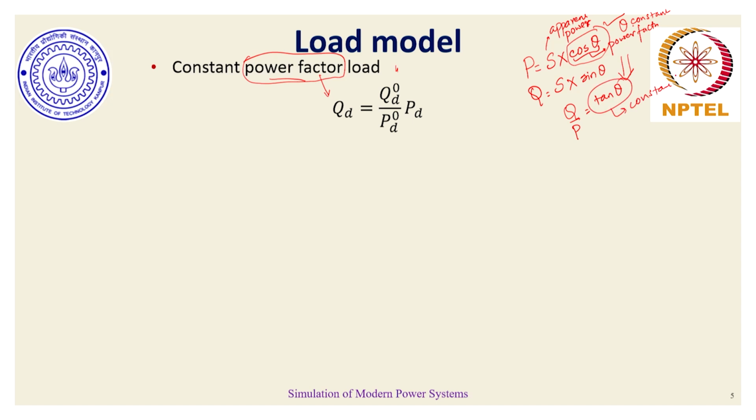So, under a different operating condition, if the respective P and Q values change while maintaining this tan theta value to be the same, we essentially get that, let us say our base values are Q naught and P naught, because we have to maintain this ratio. This should also be equal to Q by P at some other loading value. If we rewrite this term in this form, we get this expression here. That is how the constant power factor load model can be considered.